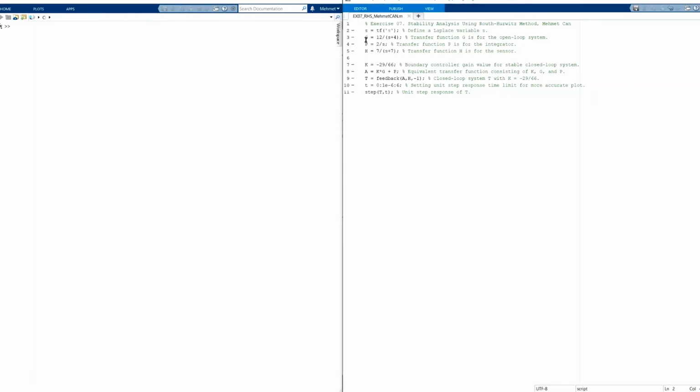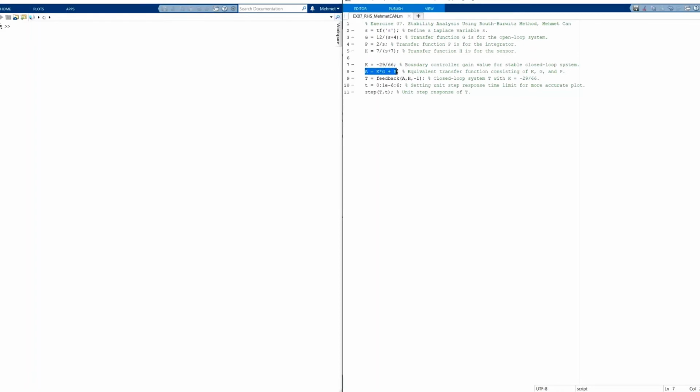I have the open loop system here. G is equal to 12 over s plus 4, which is what we had. And I have the integrator also as P, and the other transfer function H is also given. Now I have purposely given the value k, which is the edge of our stability. k must be larger than this number, so minus 29 over 66. That is actually the edge of stability. This will result in a marginally stable system, and we will now check it.